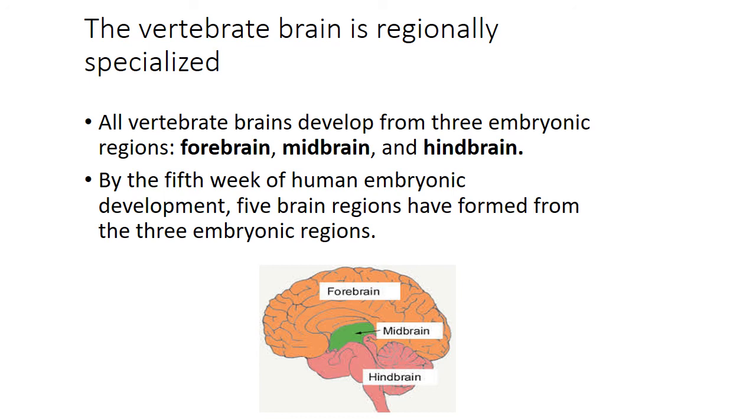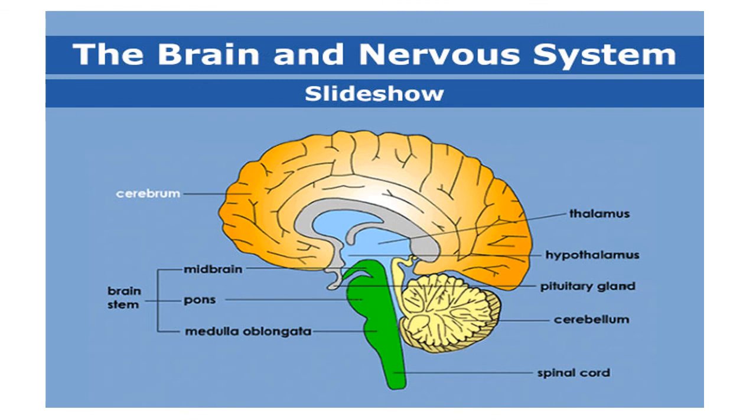Basically, three embryonic regions are found in all vertebrate brains: the forebrain, midbrain, and hindbrain. Here, the large area of the brain is the cerebrum, and then you can see the thalamus. Below the thalamus is the hypothalamus, and at the end, the pituitary gland is situated. These four parts are included in the forebrain. The midbrain consists of the brain stem, and the pons, medulla oblongata, and the cerebellum make up the hindbrain.